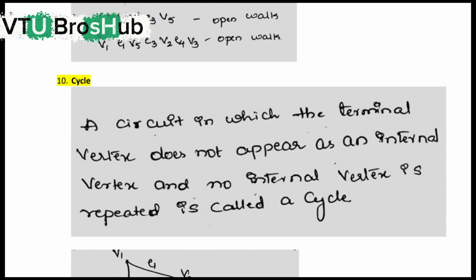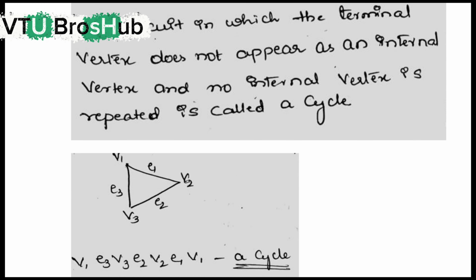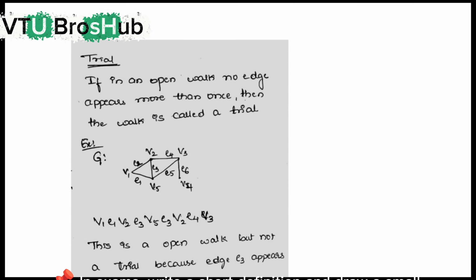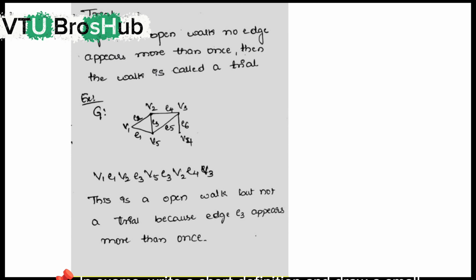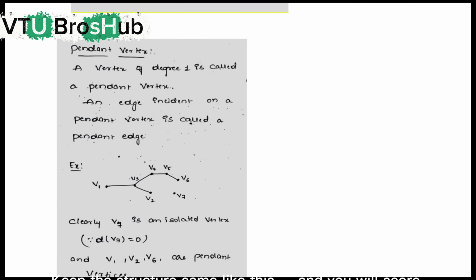11. Trail. A walk where no edge repeats, though vertices can. See the trail example in the notes. 12. Pendant vertex. A vertex connected by only one edge. Degree 1. In exams, write a short definition and draw a small diagram if space is given. This is the answer. You can understand it easily. Keep the structure same like this, and you will score full marks. This completes the 7th and final question.